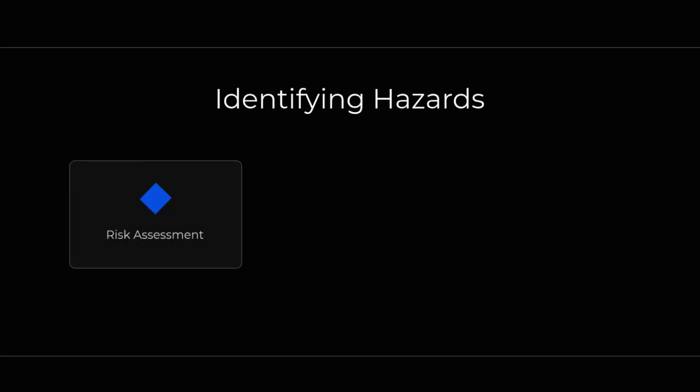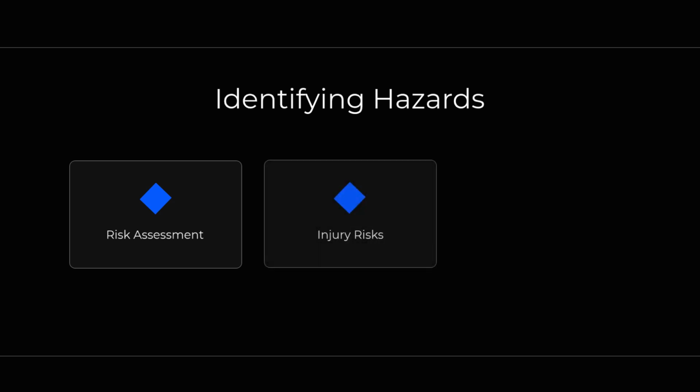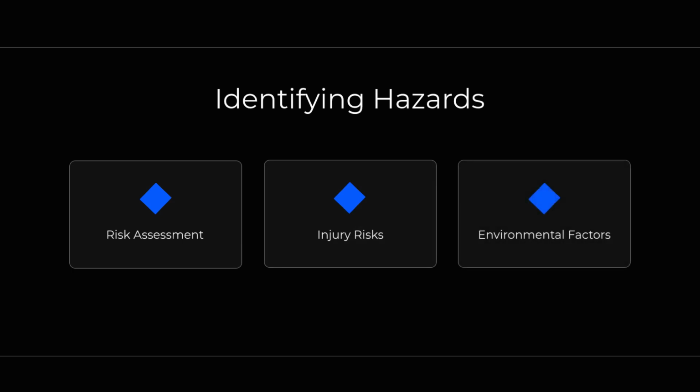Identifying potential hazards is key to preventing accidents. Assess risks like collision with objects or other aircraft. Consider injury risks to people from drone malfunctions. Be aware of signal loss and battery failure. Environmental hazards like weather changes must also be considered.